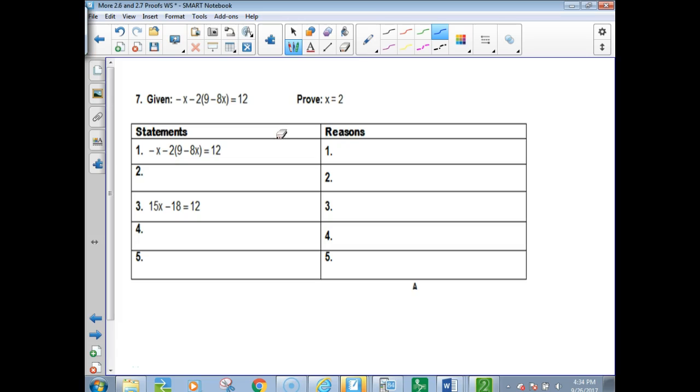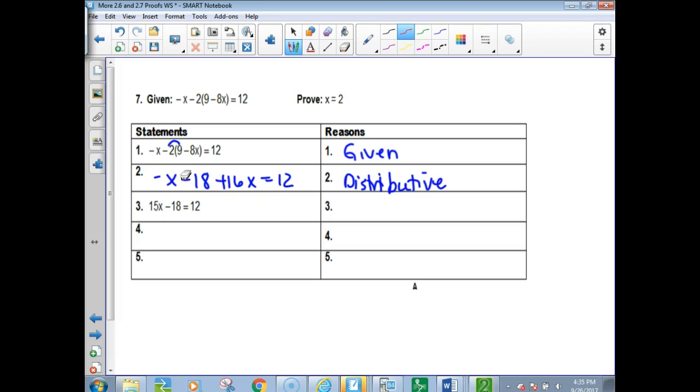The next proof is another algebraic proof, and all I did with the class was get them started on it, where I wanted to make sure that they correctly did the distributive property on part 2 of number 7. That would give you negative x minus 18. You're multiplying 3 by negative 2 plus 16x, and then equals 12.